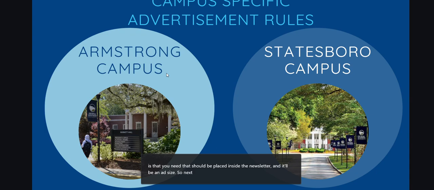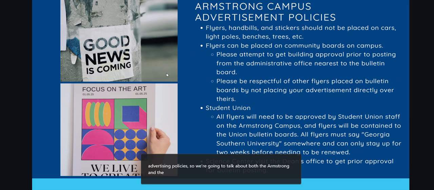So next we want to go into the campus specific advertisement policies. So we're going to talk about both the Armstrong and the Statesboro campus advertisement policies. First, we're going to start with the Armstrong campus advertisement policies. So flyers, handbills, and stickers should not be placed on cars, light poles, benches, or trees. Flyers can be placed on community boards on campus, but please make sure that you get approval from the building admin before posting anything. And so that means there should always be someone inside of the building that is monitoring, that has approval of you being able to bring something to post on the bulletin board.